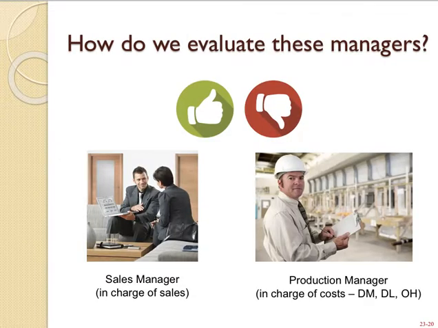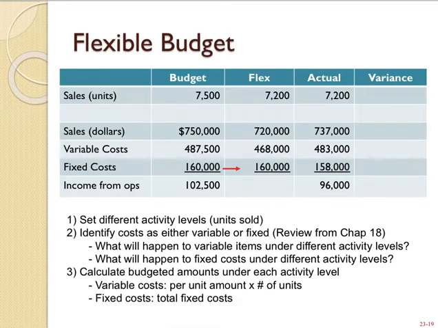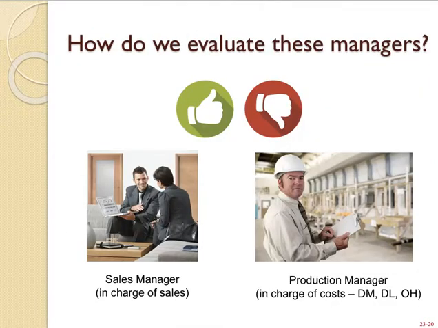So from there, now that we're comparing apples to apples, right? We have a flex budget and an actual budget. We don't even need to look at the original budget anymore because we know that that's comparing apples to oranges. Instead, now we're just going to focus on the flex budget and the actual budget. We're going to calculate new variances there. And then you can go back and analyze how would you evaluate these managers.